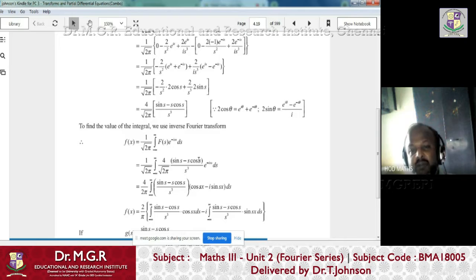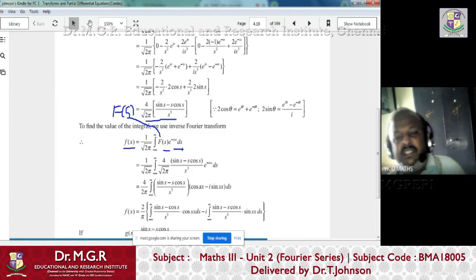Usually in Fourier series, you are applying some values for x, all these things. But here, you can apply the inverse Fourier transform of this function. So whatever you have found now is f of s. Now if you apply inverse Fourier transform for this f of s, then what you get? You will get the original function f of x, whatever given in the problem itself, right? So applying inverse Fourier transform, what is the inverse Fourier transform formula? 1 by root 2 pi, minus infinity to plus infinity, f of s e power minus isx ds, right?